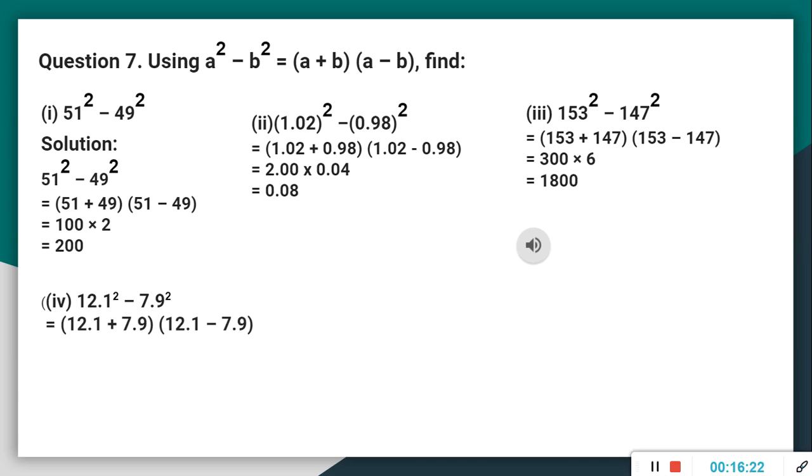So 12.1 plus 7.9 is equal to 20.0, means 20, into subtraction 12.1 minus 7.9 should be 4.2. Now we can multiply 20 into 4.2. So 2 into 42, that is equal to 84. So the answer of 12.1 square minus 7.9 square is equal to 84. Clear?